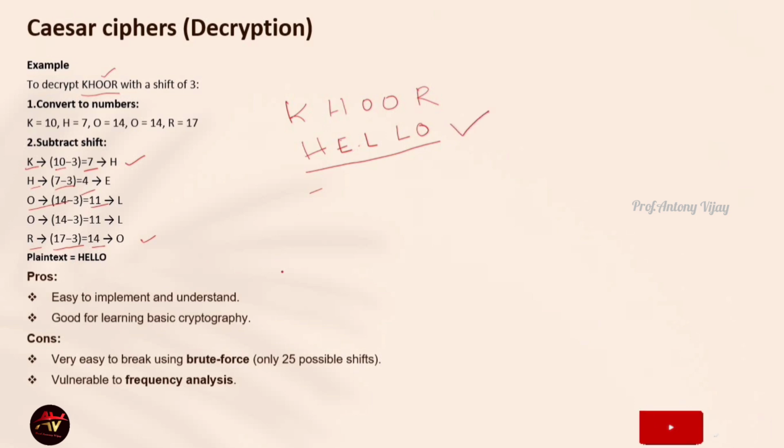When I talk about advantages, it is very, very easy to implement and easy to understand, and it is very good for basic learners. When you talk about disadvantages, brute force attackers can easily attack this and easily decrypt the letters. Only 25 possible shifts are there, so they can easily brute force and guess the password, and it is very vulnerable to frequency analysis. This is what is called the Caesar Cipher. So Caesar Cipher is one of the weakest.